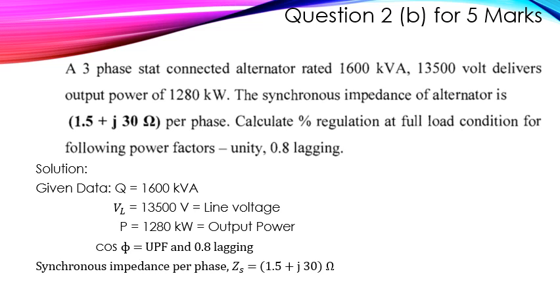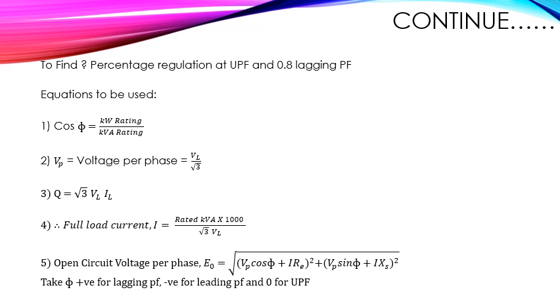So write down the given data first. Q is 1600 kVA, VL is 13,500 volt, P is 1280 kilowatt, power factor is unity power factor and 0.8 lagging, and the synchronous impedance is given as 1.5 plus j30 ohm in rectangular form. So first we'll see the equations to be used to determine the percentage regulation at unity power factor and 0.8 lagging power factor.